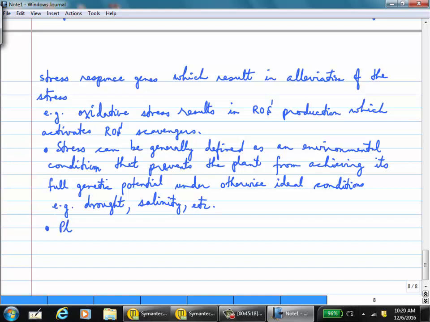Now, plant responses to abiotic stress. In this chapter, we are talking only about abiotic stress because we already covered biotic stress in the previous chapter, attack by herbivores, pathogens, and so on. So plant responses to abiotic stress involve trade-offs between vegetative and reproductive growth.